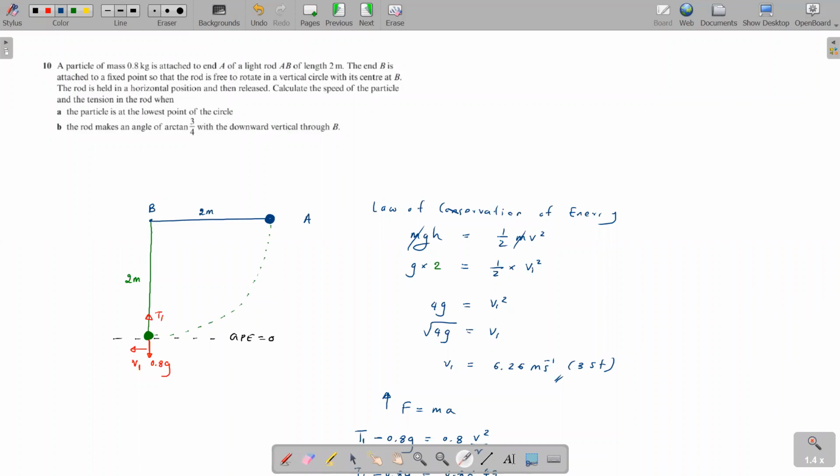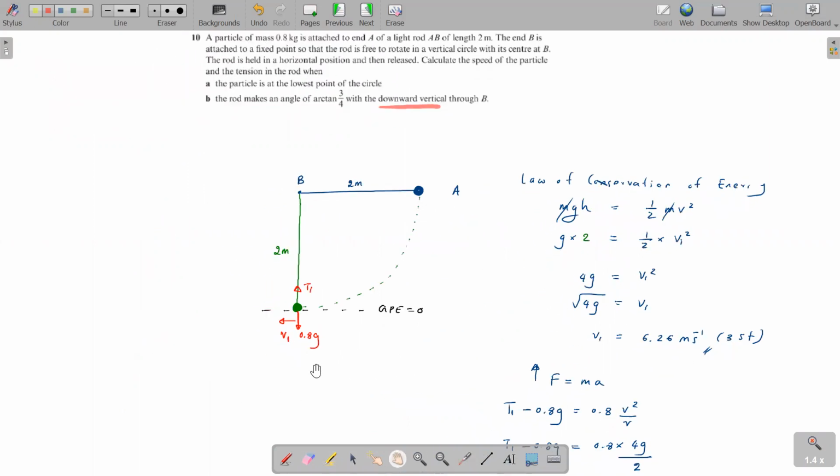Okay, so moving on to part B, they say to calculate the speed of the particle and the tension in the rod when the rod makes an angle of arctan, meaning tan inverse, 3 over 4 with the downward vertical through B. So they are asking you basically the speed and the tension.